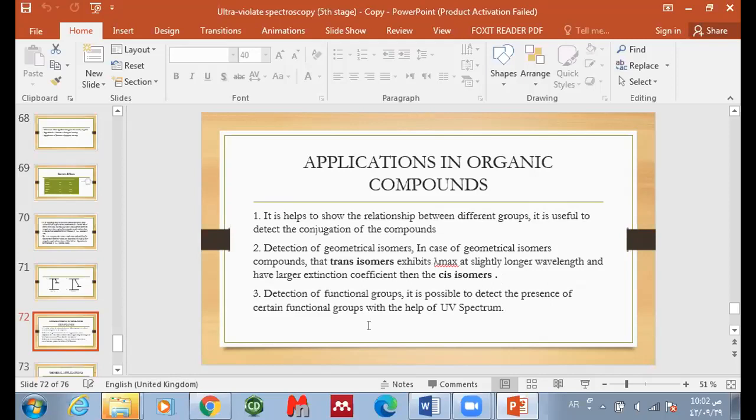Detection of functional groups. It is possible to detect the presence of certain functional groups with the help of UV-Vis spectroscopy.